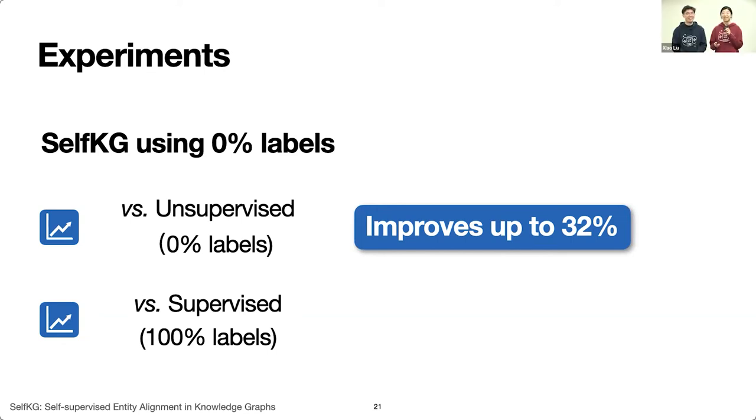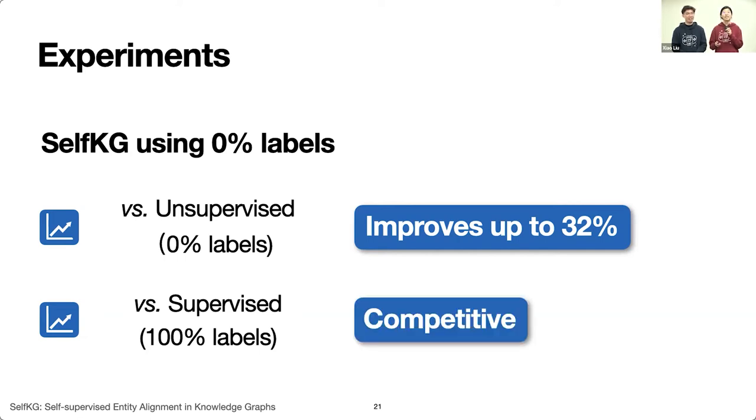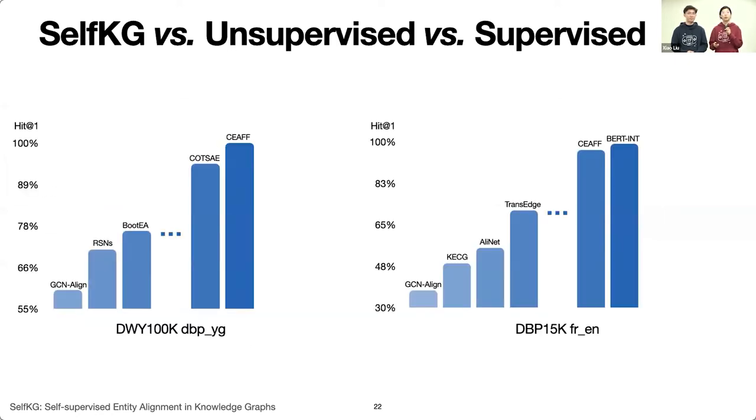Second, compared to supervised methods, with no labels at all, Self-KG can be competitive to existing state of the art. We experiment on the widely acknowledged benchmark datasets, DWY100K and DWY15K. We use Hits@1 metrics following prior work.